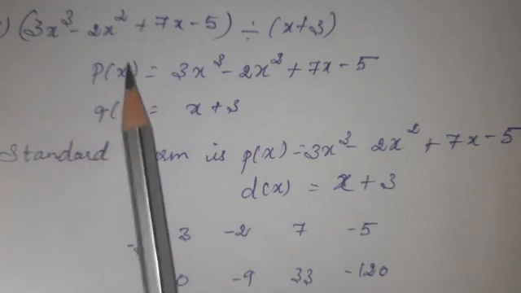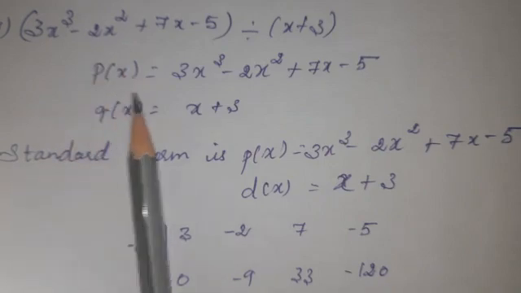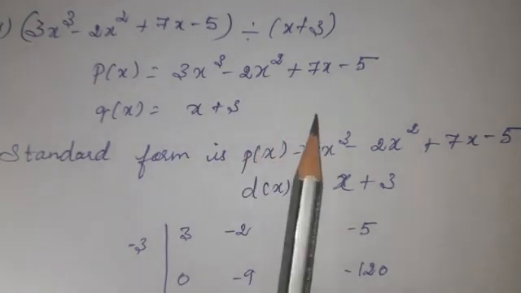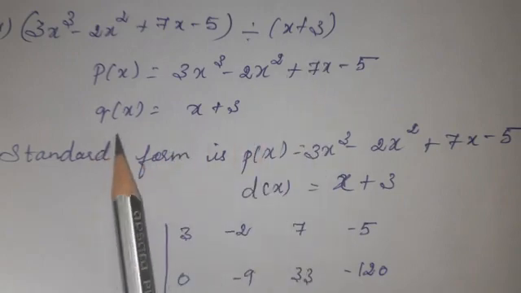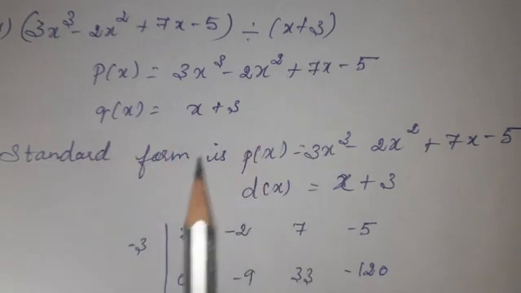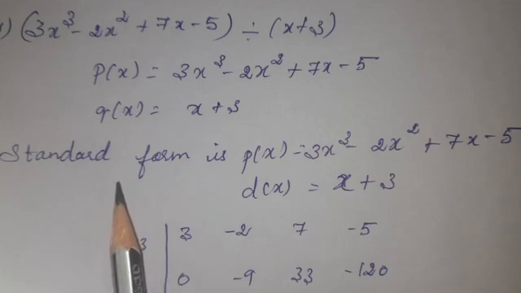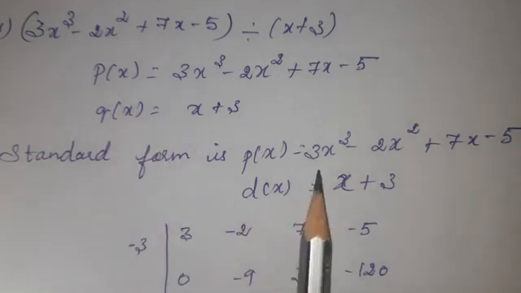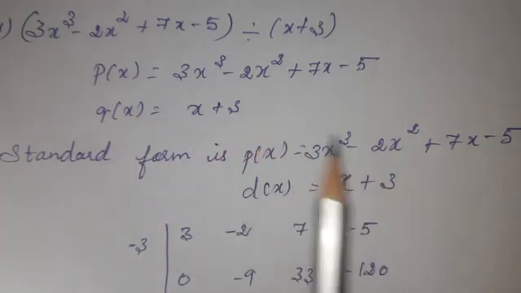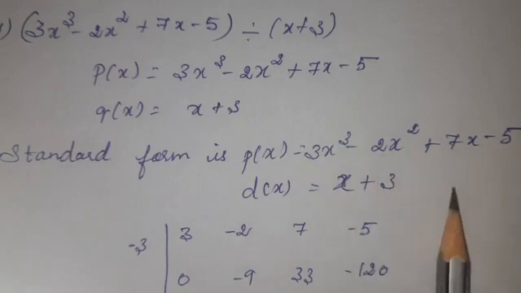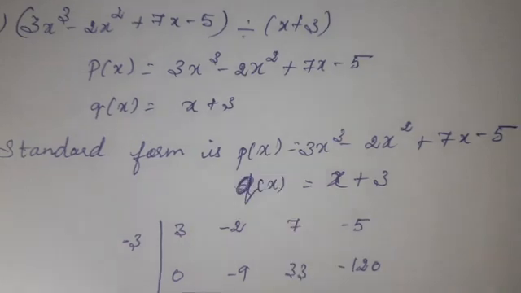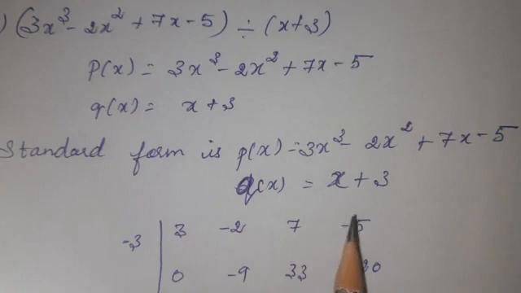Solution. I take p of x is equal to 3x cube minus 2x square plus 7x minus 5, and the divisor, named q of x, is equal to x plus 3. As I already told, first of all we should check whether it is in standard form or not. So the standard form is p of x is 3x cube minus 2x square plus 7x minus 5. In the question itself they have given it in standard form. Then q of x is equal to x plus 3.